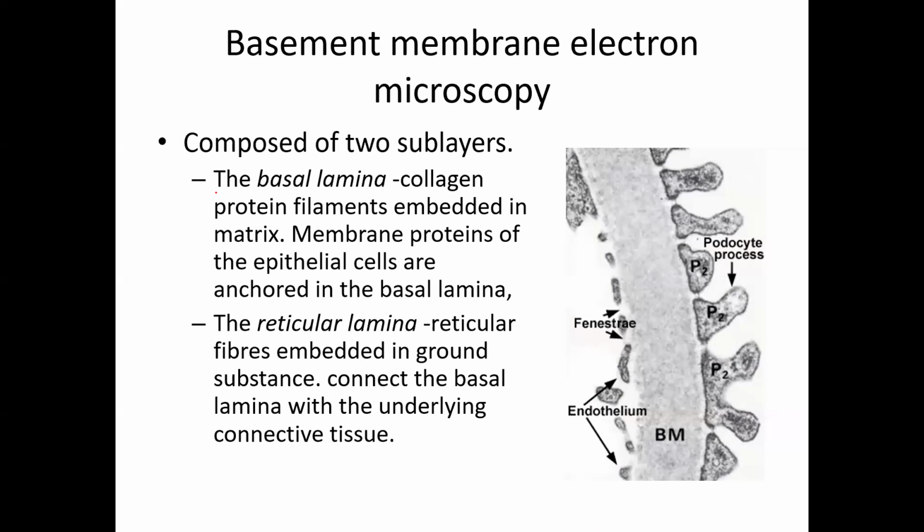And then the reticular lamina: reticulin fibers, which again have a ground substance. They will connect to the basal lamina above and the connective tissues below. So there are two layers. The two layers are not even visible here, even in electron micrography, but they are there because the basement membrane attaches to the epithelium as well as to the connective tissue lying underneath.